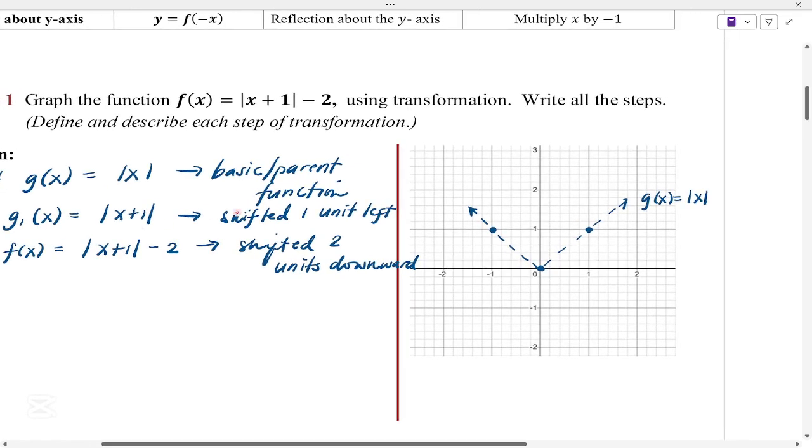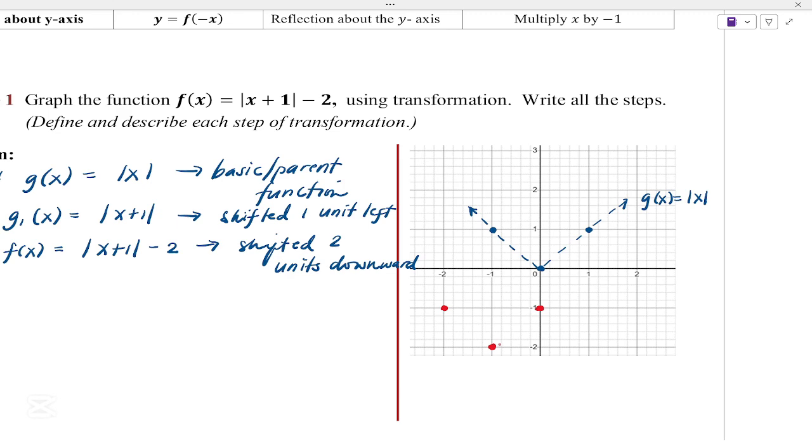So based on the transformation, we have to shift 1 unit to the left and shift 2 units downward. If I start with this point, I shift it 1 unit to the left and then 2 units downward. So the new point will be at negative 1, negative 2. And for this point, we shift 1 unit to the left and then 2 units downward. So the new point will be 0, negative 1. And for this point, we shift 1 unit to the left and 2 units downward. So the new point is negative 2, negative 1.